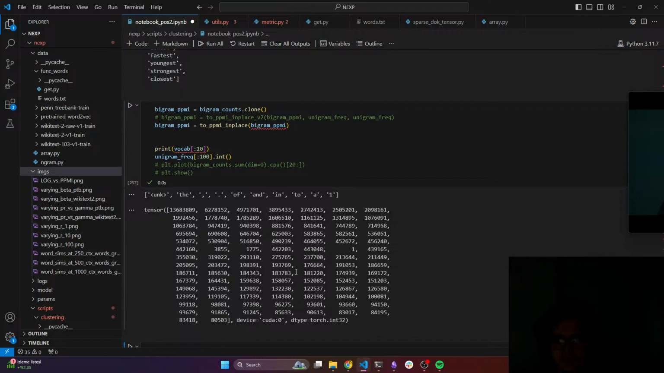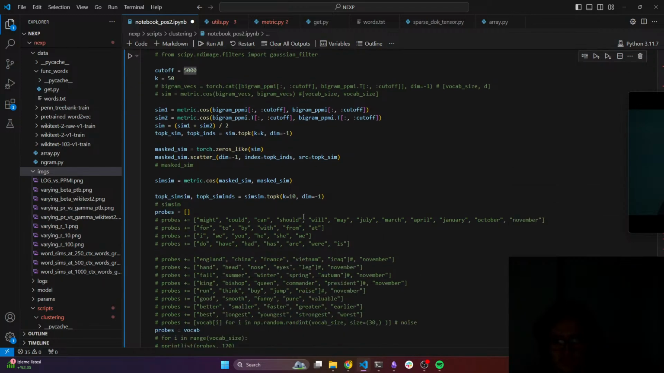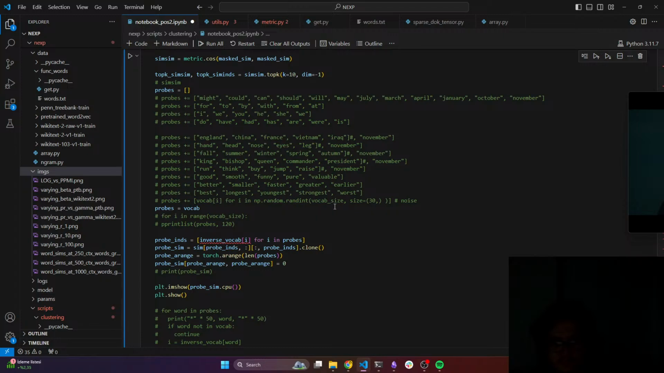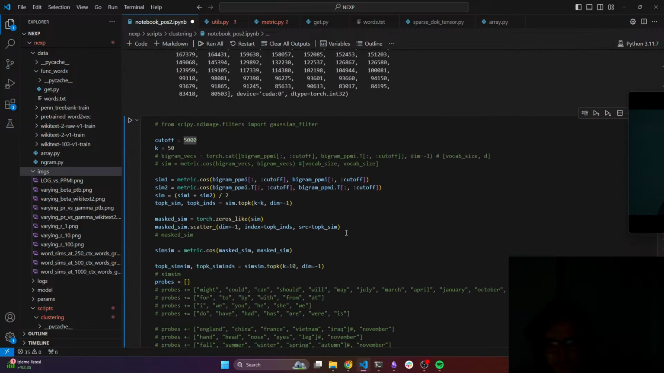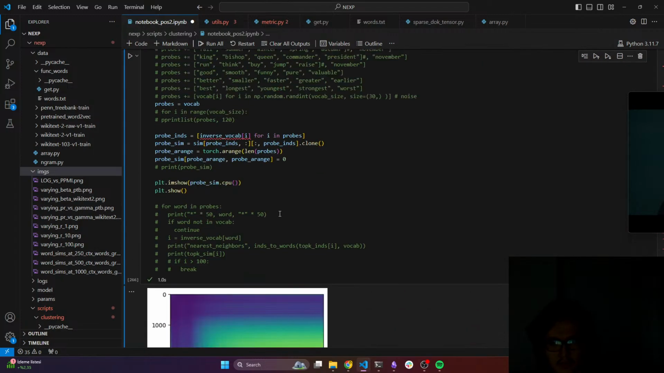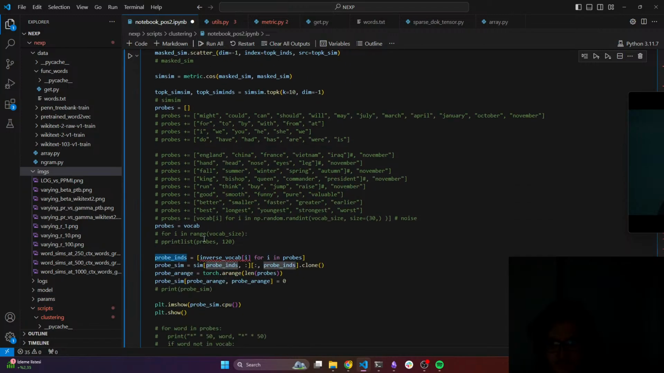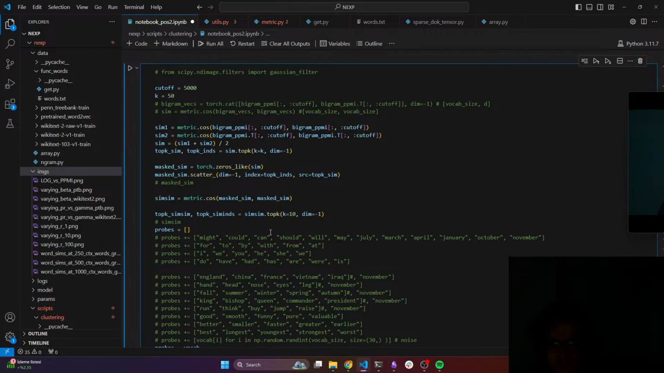Now I use a bit less context. Don't you think now it makes absolute sense? Look, this is a pretty good cluster. England, China, France. Hand, head, nose, eyes, leg. Well, anyways. So we have summer, winter, spring, fall, verbs, and King, bishop, queen, commander.